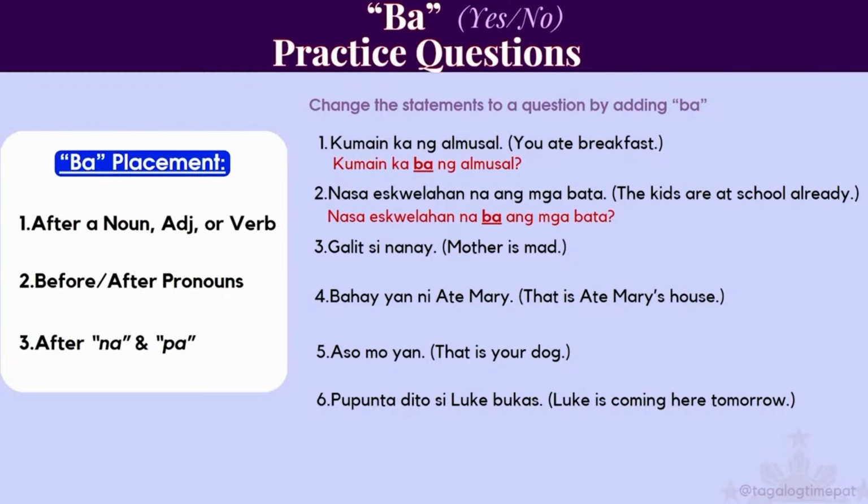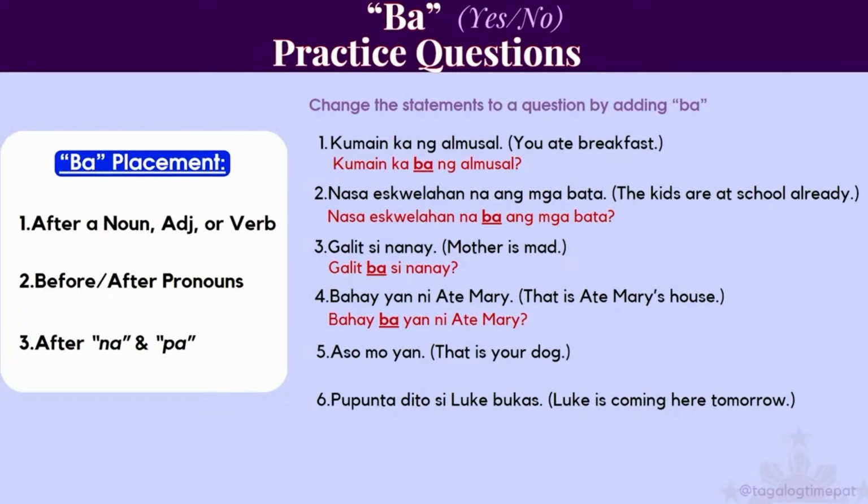Next, galit si nanay, mother is mad. Galit ba si nanay? Galit is an adjective, so ba would just go after that. Rule number 1. Number 4, bahay yan ni Ate Mary. That is Ate Mary's house. Where would ba go? It would go after the noun. Bahay ba yan ni Ate Mary? Is that Ate Mary's house?